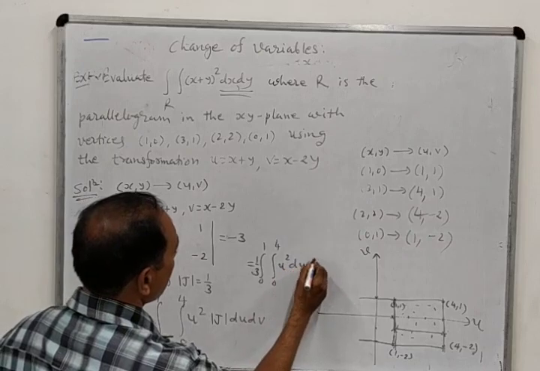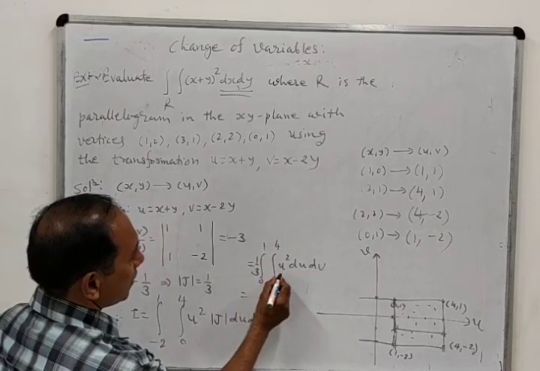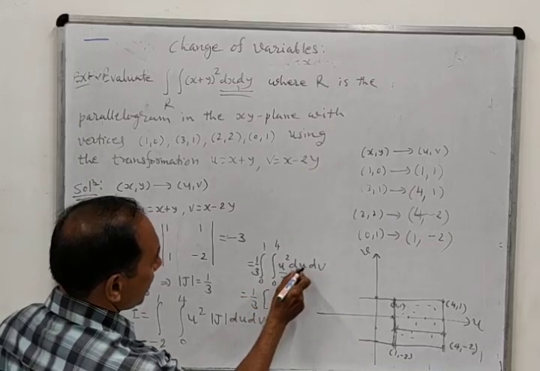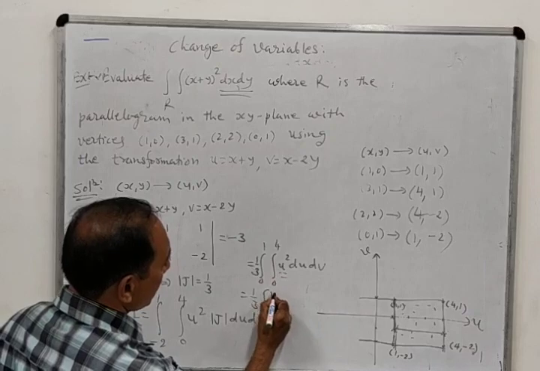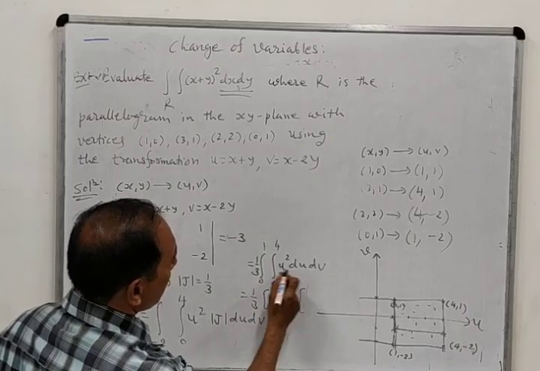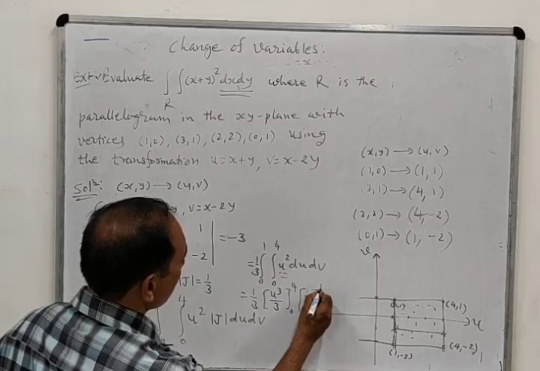This is du dv. So here you can see that both the limits are constants. Here u square and v are separated, so I can integrate this in a simple way. U square integrates to u cube by 3, from 0 to 4, and dv integrates to v, with the limit from 0 to 1.